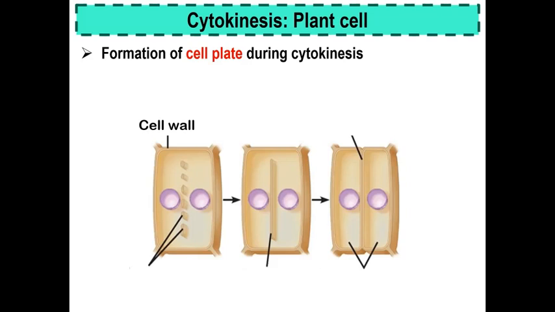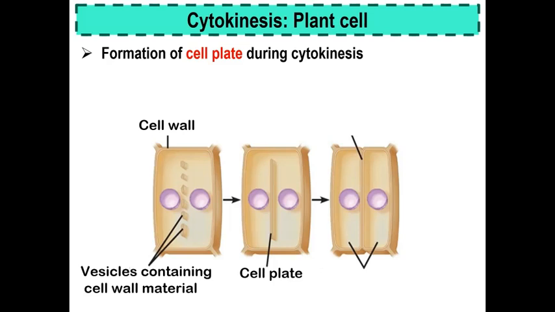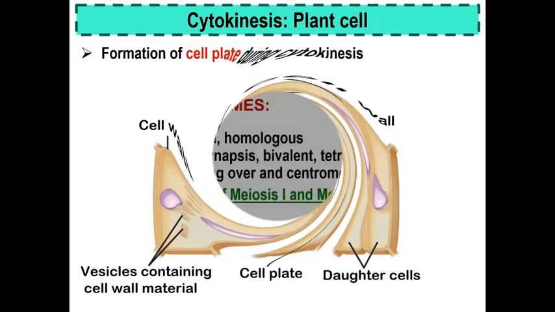Compared to the animal cell, cytokinesis in plant cells occurs through the formation of a cell plate. In plant cells, vesicles containing cell wall material produced by the Golgi body will align at the metaphase plate. Vesicles enlarge and fuse to form a new cell plate. The cell plate grows and unites with existing membranes, forming two new plant cells.